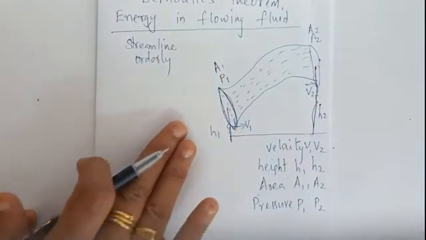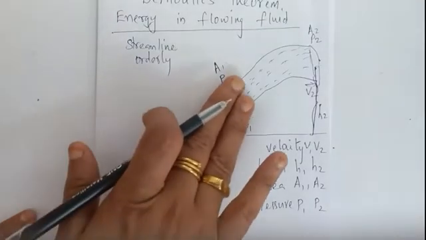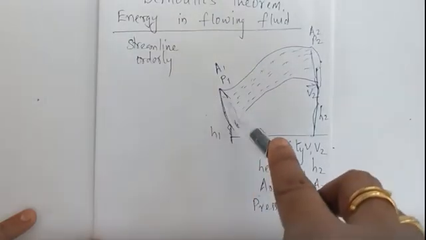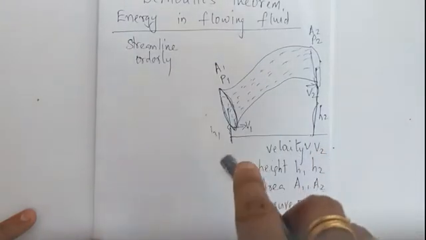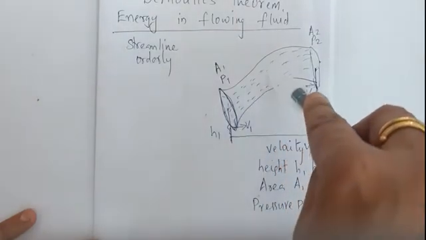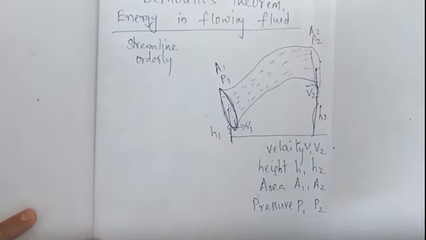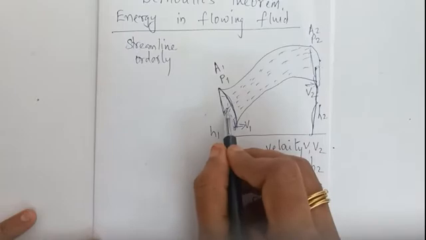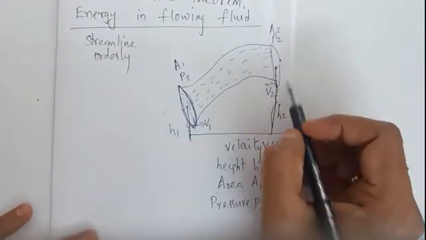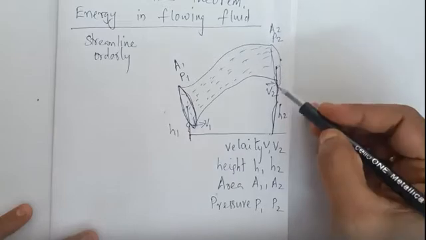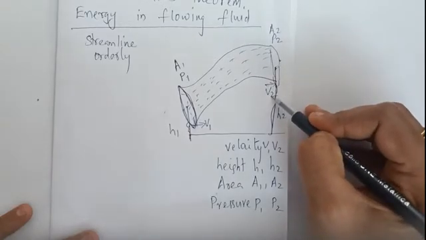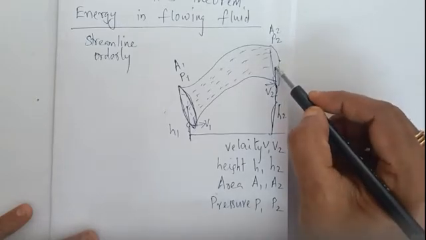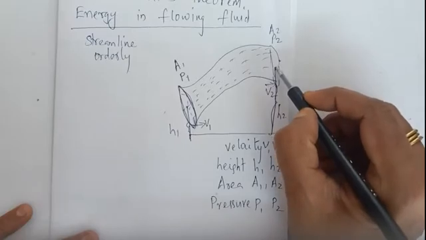That means you are giving some energy from this side so that the fluid flows this way. When you are giving some pressure energy from this side, the fluid starts flowing and goes to some other region. So here we have considered two regions, and let the height from the surface be h1 here. Similarly, we consider another region having area A2, pressure P2, velocity of the flowing fluid V2, and height from the ground to this surface h2.